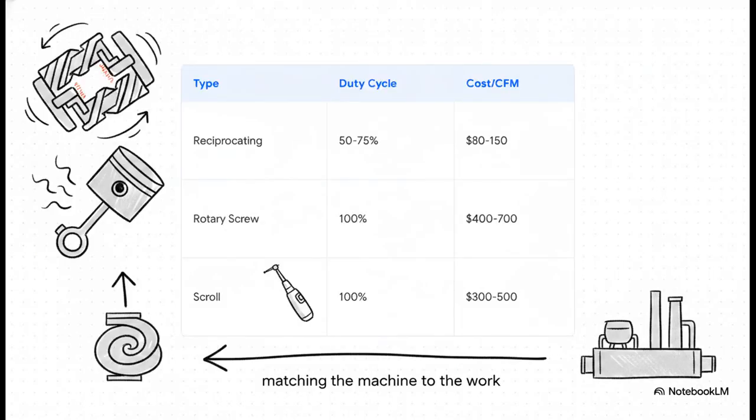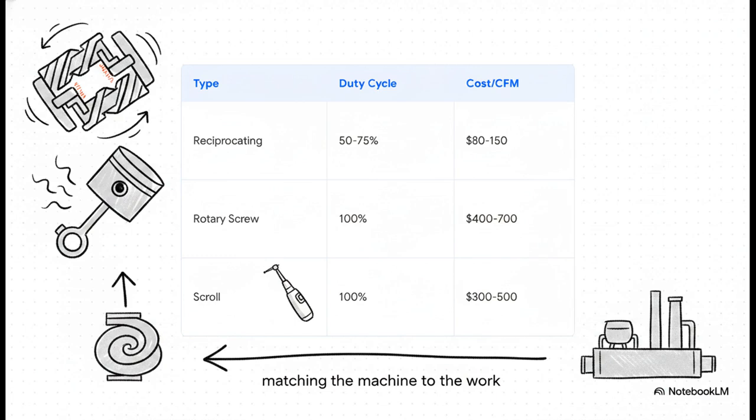Now, when you're ready to actually buy one of these machines, your specific needs dictate the price tag. A high-tolerance rotary screw compressor costs 4 to 5 times as much as your standard garage piston pump. Why? Well, a reciprocating piston compressor is cheap and easy to rebuild, but it's incredibly loud and limited to about a 50 to 75% duty cycle. It literally needs time to rest and cool down.